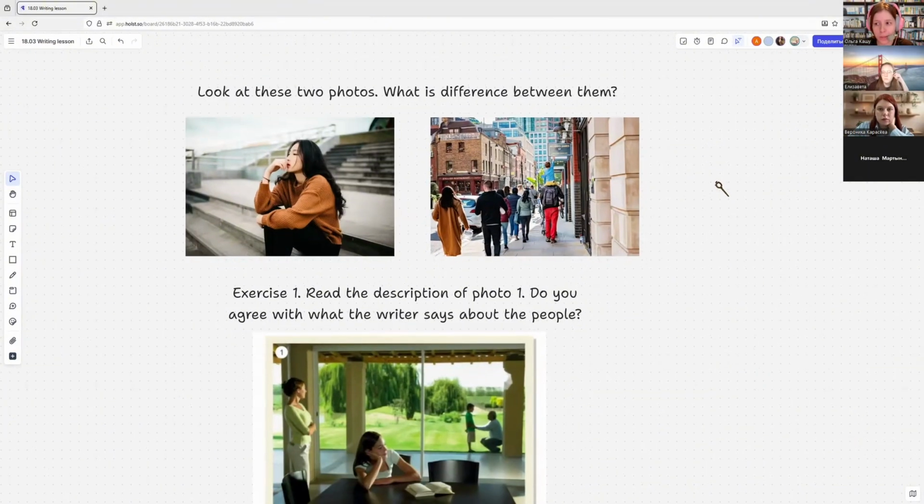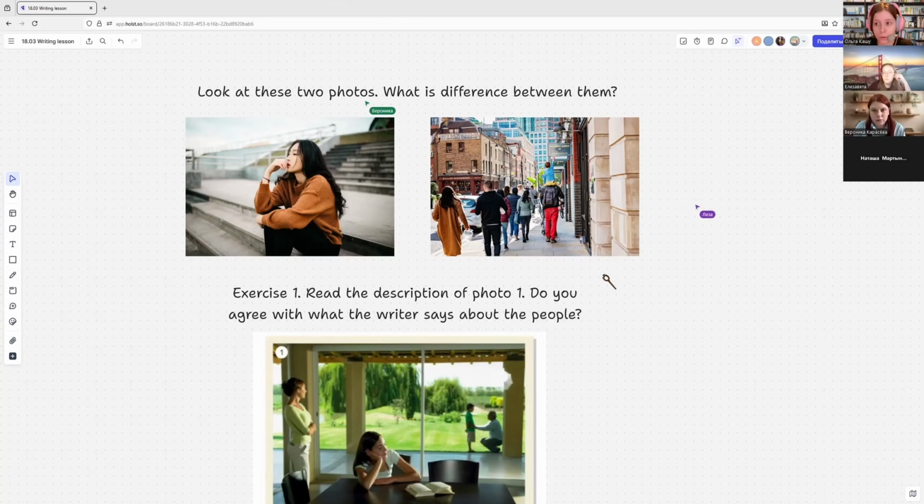So before we proceed with actual writing, I have a question for you. So here we have two photos, and what's the difference between them? Like, what can you see here? Or there are some other details which you have noticed. Veronica, what about you? What's the difference between them? So speaking of picture on the left, there is only one woman sitting on the stairs somewhere in the street. And on the right picture, we can see a crowded street, so there are more people.